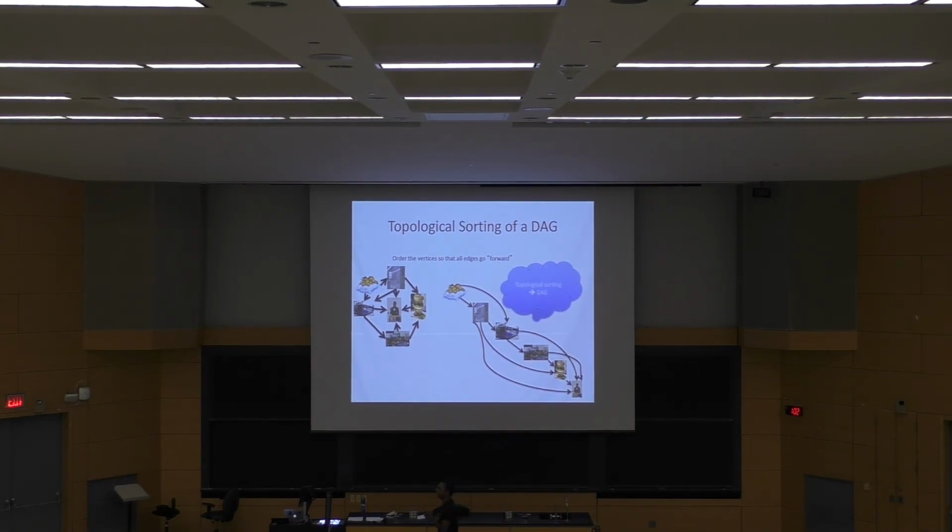Last time we argued that if a directed graph has a topological ordering, then it necessarily has to be a DAG. And the intuition is simple. If you have a directed cycle in your graph, there is no way you can order things so that they are consistent. No matter how you order them, there will be one edge that will go back.